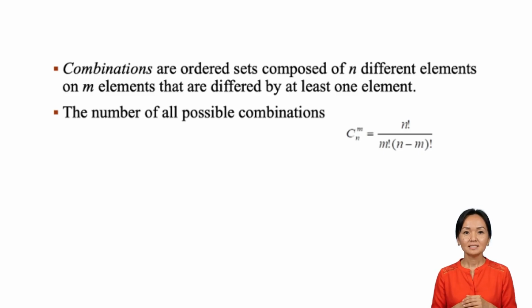This formula has a built-in division by m factorial because we need to eliminate all the different orderings that were counted in allocations but shouldn't be counted separately in combinations. Combinations are used everywhere from lottery calculations to team selections, and understanding when to use combinations versus permutations is one of the most important skills in combinatorial analysis.